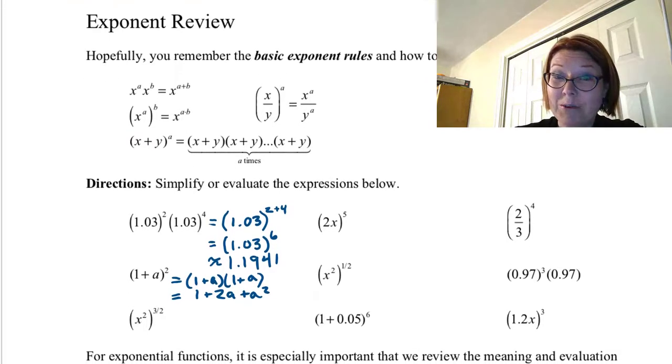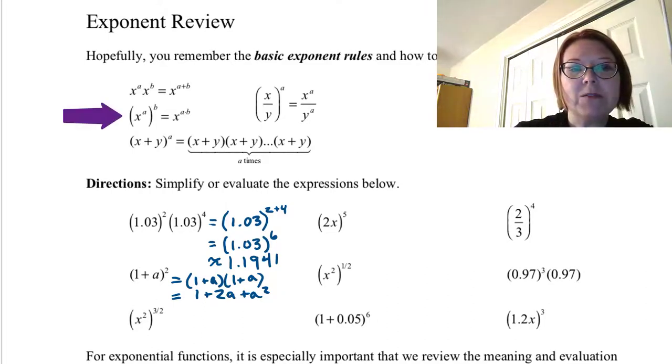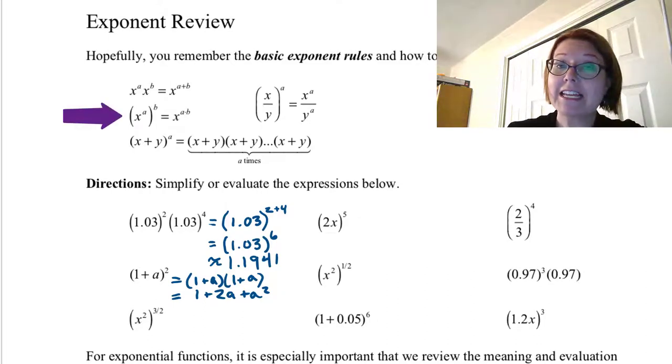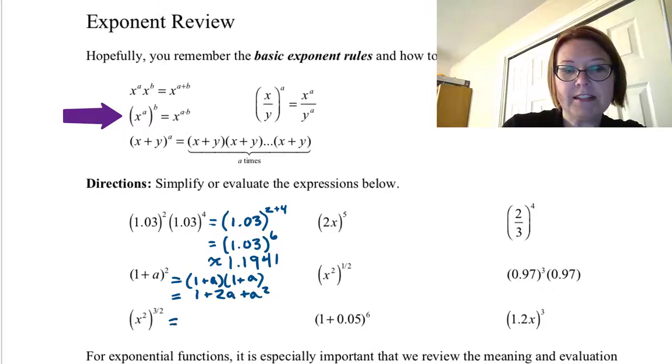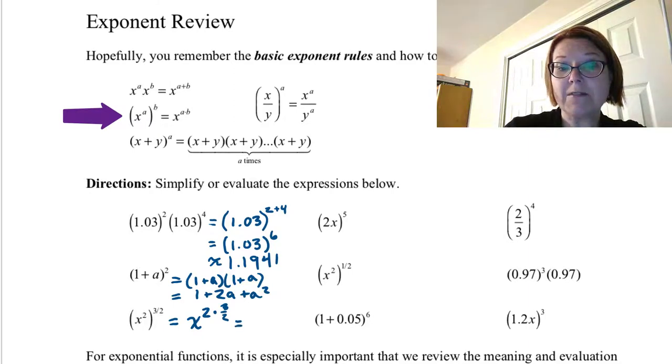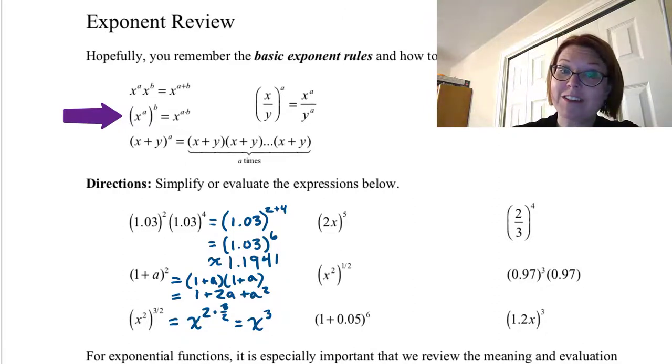Next, we have (x^2) raised to the 3/2 power, which is 3 divided by 2. Here we want to use the rule that says (x^a)^b is equal to x^(a·b). So we'll rewrite this as x to the 2 times 3/2 power. And 2 times 3/2 is just going to be 3. So this simplifies to be x cubed.